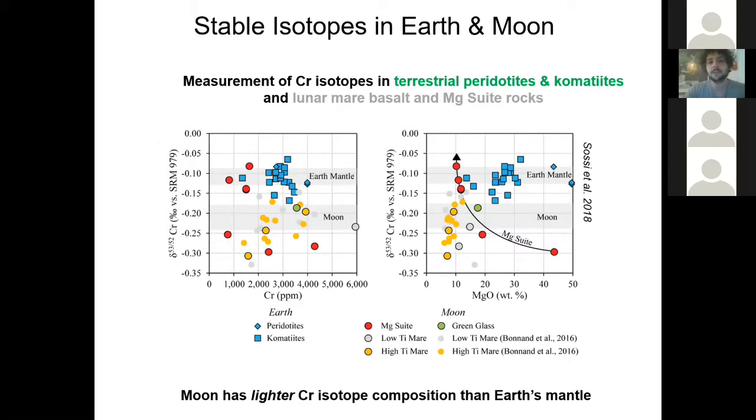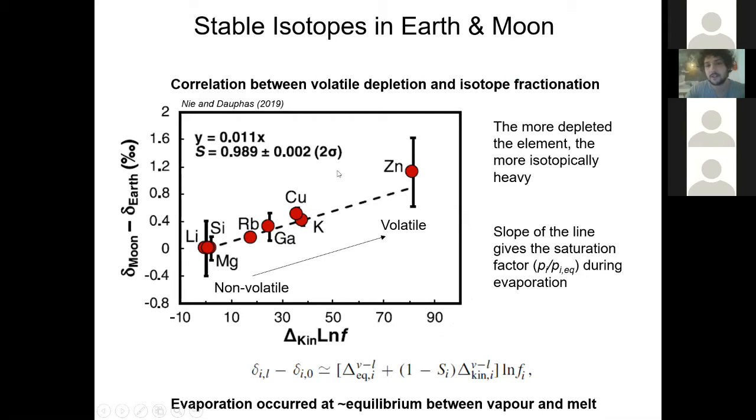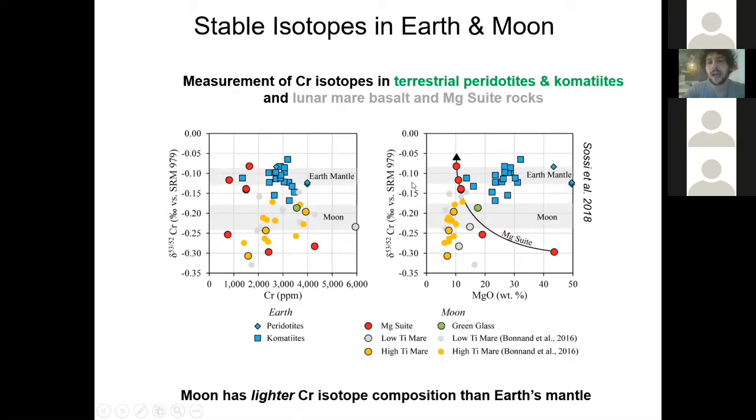idea, we measured a couple of years ago chromium isotopes in terrestrial rocks, so peridotites and komatiites that should be representative of Earth's mantle, as well as lunar mare basalts and MG suite rocks. And what we observe is that although there is a spread, we can see that on the whole, the MG suite and the lunar mare basalts are lighter than Earth's mantle, which is shown in blue here. And so this difference actually is quite in contrast to what we see from the other isotopic systems in which the moon is always heavier, as we can see here. So how do we rationalize the fact that the moon is actually lighter in chromium isotopes than it is in the Earth?